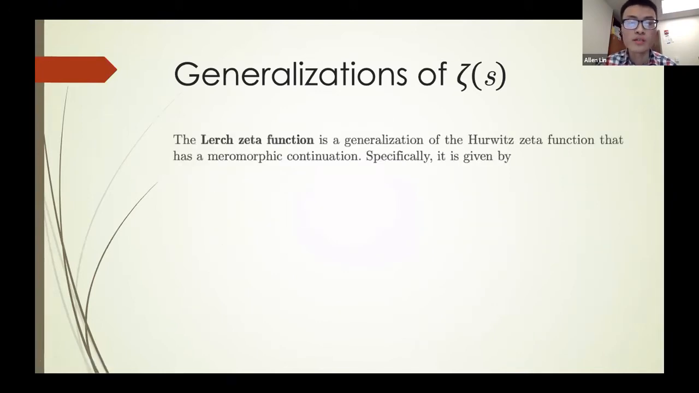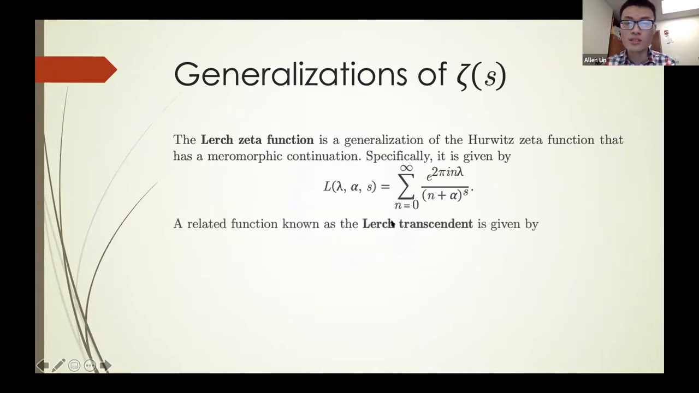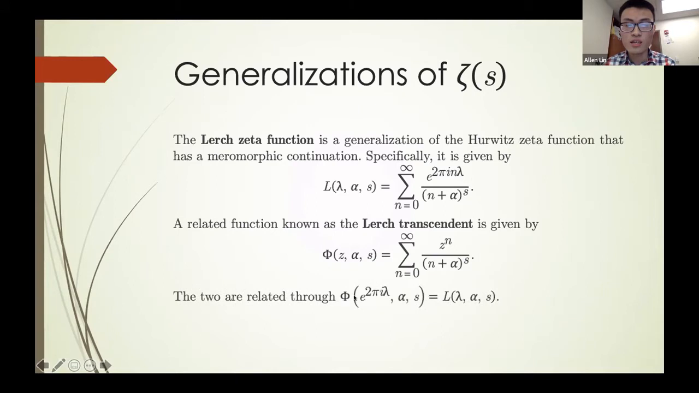Another zeta function is the Lerch zeta function, and that is a generalization of the Hurwitz zeta function. L of lambda, alpha, s is a summation from 0 to infinity of e to the power of 2 pi i n lambda, all over n plus alpha to the s. If you think back to the Hurwitz zeta function, the numerator was just 1, but now we replace it with e to the power of 2 pi i n lambda. The Lerch transcendent is very similar. It is z to the n over n plus alpha to the s. Therefore, phi, the Lerch transcendent of e to the power of 2 pi i lambda, alpha, s is equal to L of lambda, alpha, s.